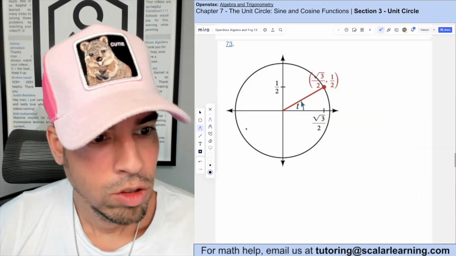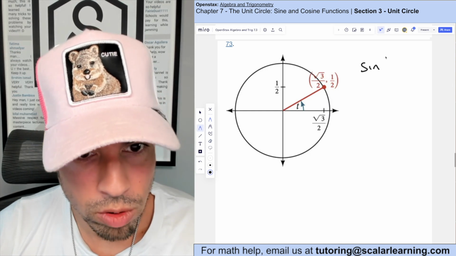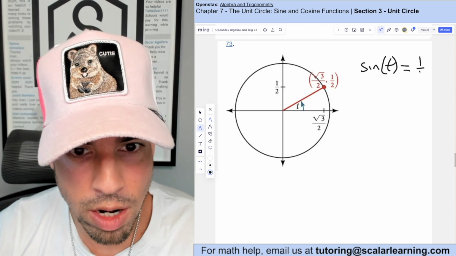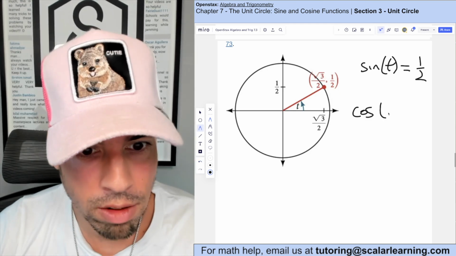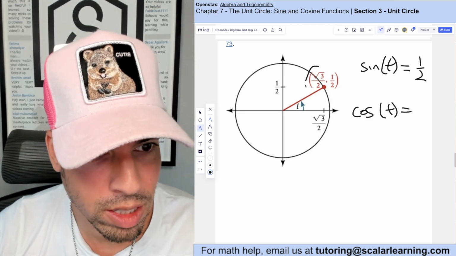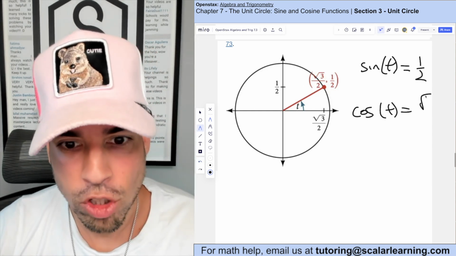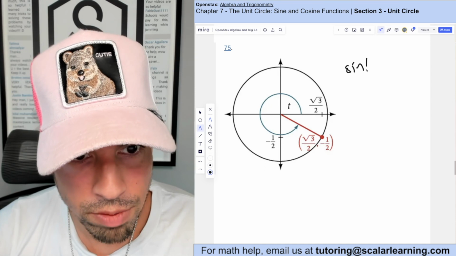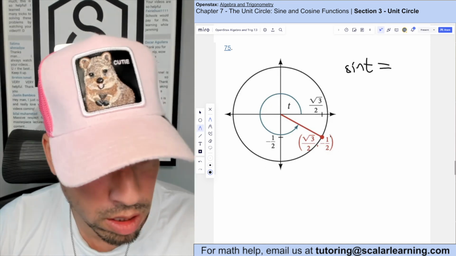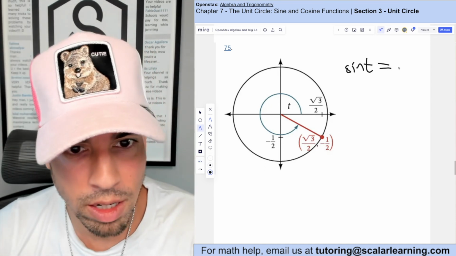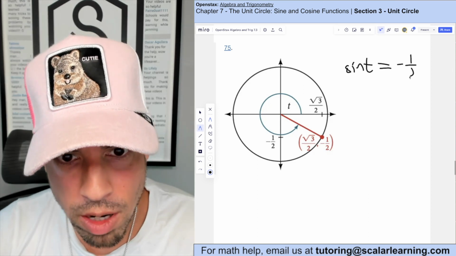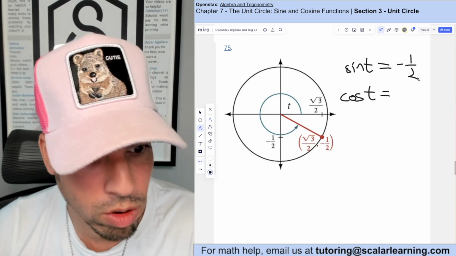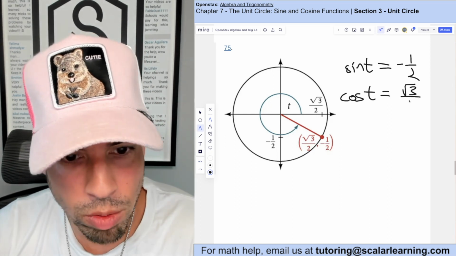Boom, done. So for this one, sine of angle t is going to correspond with the y value of this coordinate, which is 1/2. And cosine of angle t is going to correspond with the x value of this coordinate, which is rad 3/2. Done. So for this one, sine of t is going to correspond with the y value of this coordinate that it hits, which is negative 1/2. And cosine of t is going to be the corresponding x value of that coordinate, which is rad 3/2.